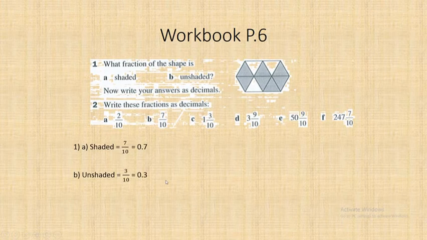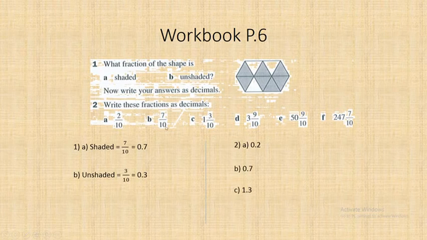Okay, so let's start with question number 2. He's saying here, write these fractions as decimals. So let's convert question number 2a. It's 2 over 10, which equals 0.2. And question number b, it's 7 over 10, which is equal to, exactly, 0.7. And question number C is going to be equal to 1.3.